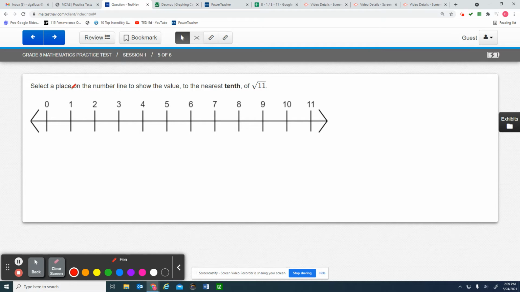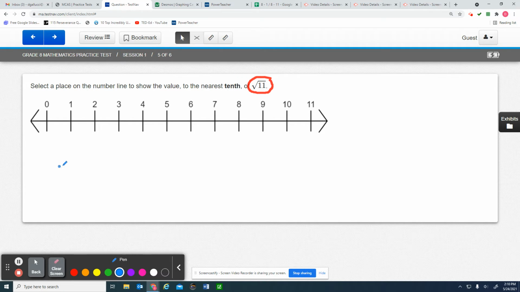Select a place on the number line to show the value to the nearest tenth of the square root of 11. So this problem can be pretty tricky to think about to start, because when we think about the square root of 11, we don't really know it off the top of our head, right? So I have to think strategically, and I have to think about square roots that I do know the answer to. And I like to try to think of one that's smaller than this and one that's a little bigger.